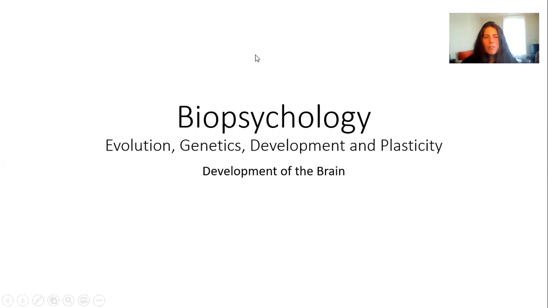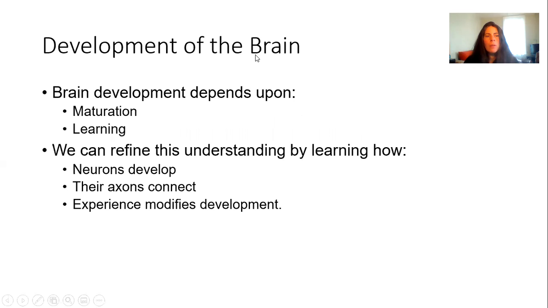Welcome to this section on the development of the brain. So, brain development depends upon maturation and learning. The learning that happens in early stages of development, and maturation meaning the brain's wiring of itself and how that changes during early development. I'm going to talk about how neurons develop, how their axons connect, and how experience modifies development.